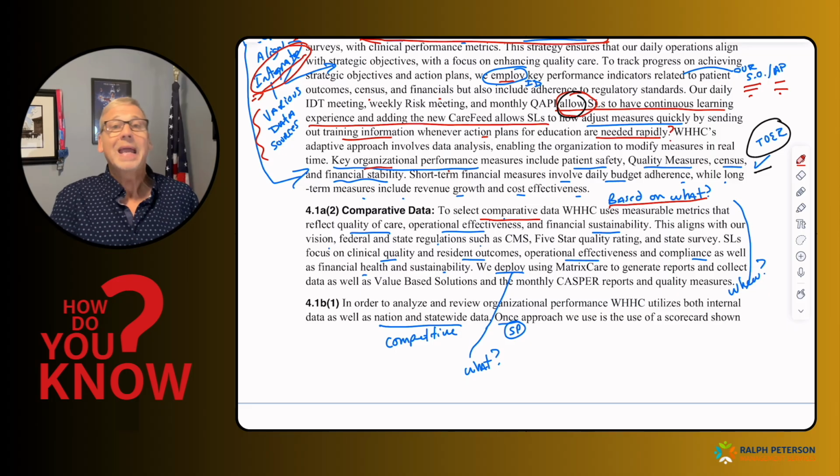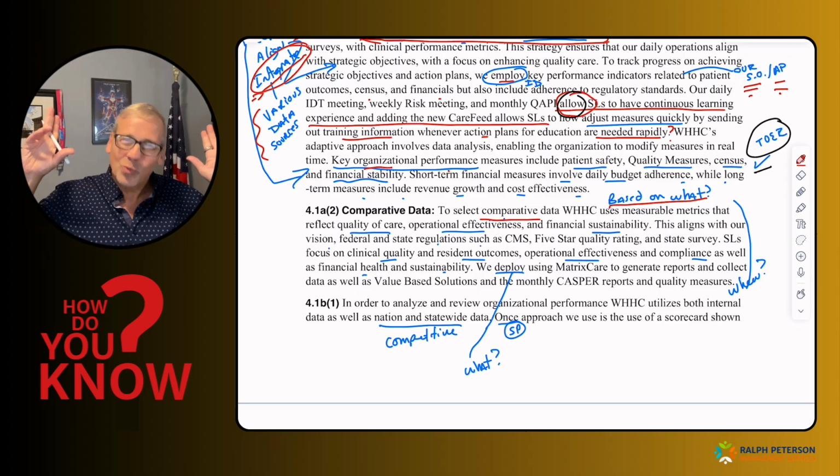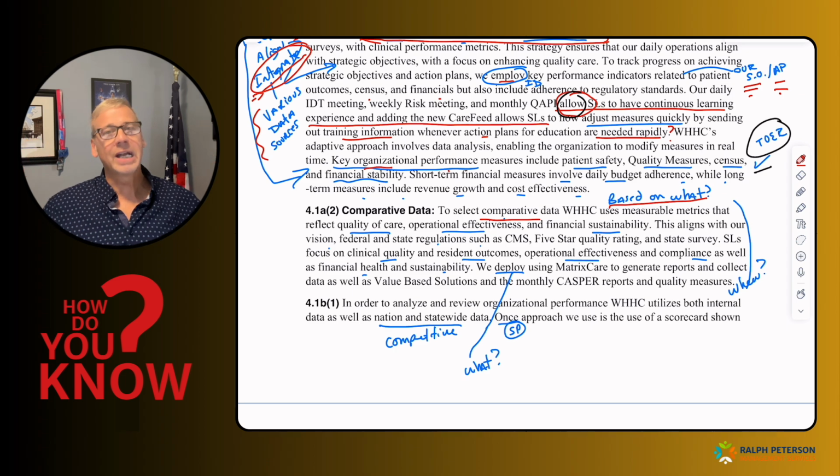And so maybe that is how you take into consideration what you're going to select for comparative data. That's the word consideration. What are you considering when you select? How do you consider what you're going to use as your comparative data to make fact-based decisions?